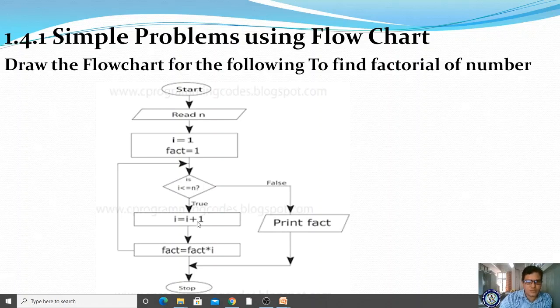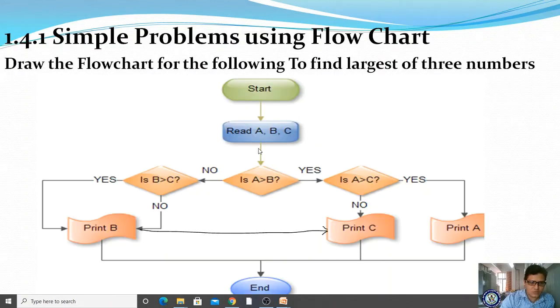Now the I becomes 6, less than or equal to 5, false. Now I am printing the fact. The fact consists of 120. How? 5 into 4 into 3 into 2 into 1, 1 into 2 into 3 into 4 into 5. After printing that fact, it will come to the stopping of your flowchart, right? Here I don't say every flowchart is right. Here we have a little bit of mistakes, you have to rectify it. Okay, you have to make corrections.